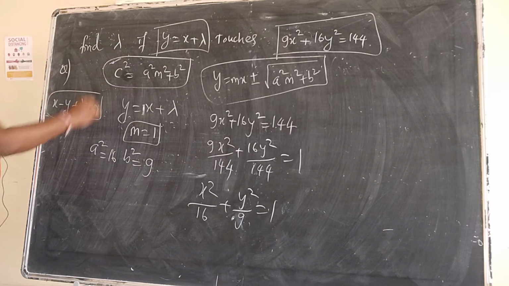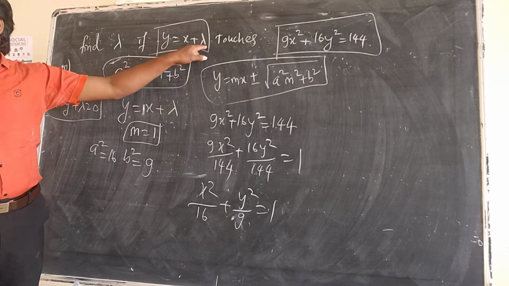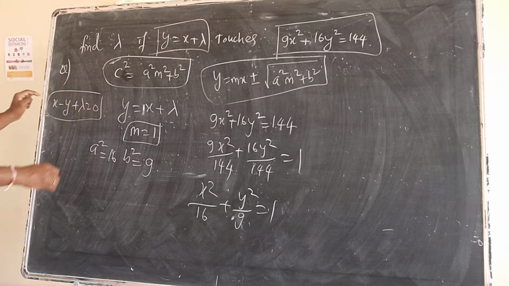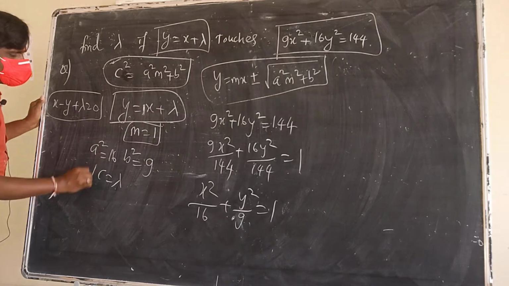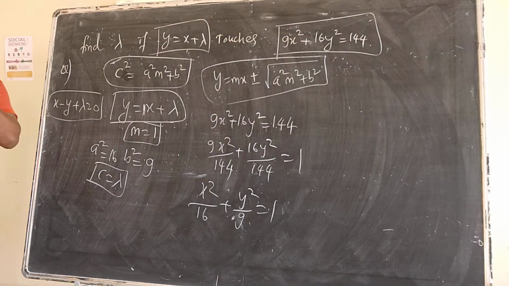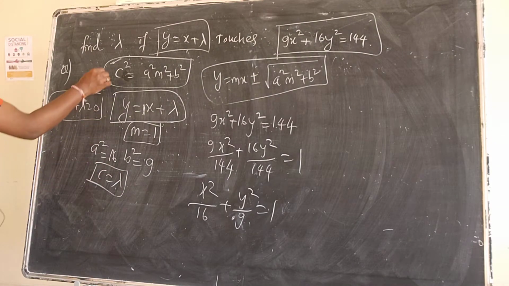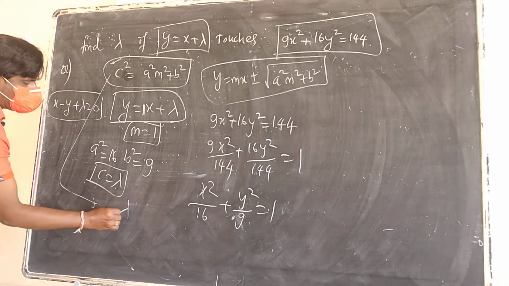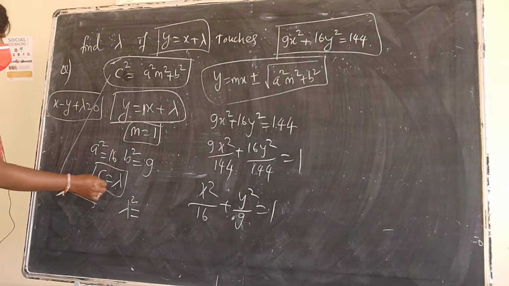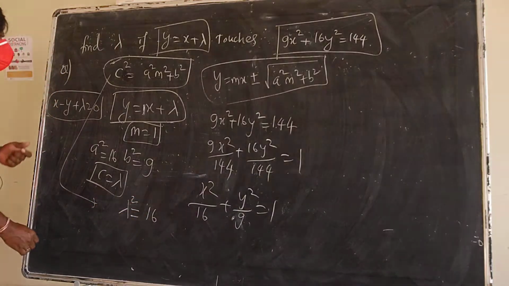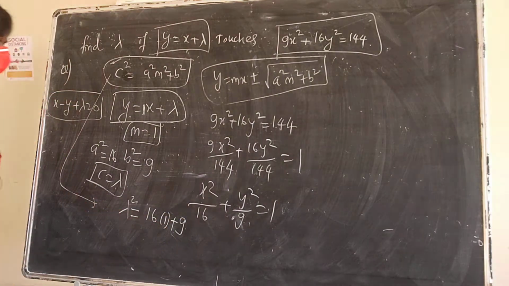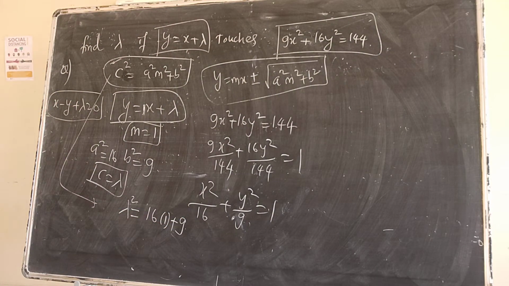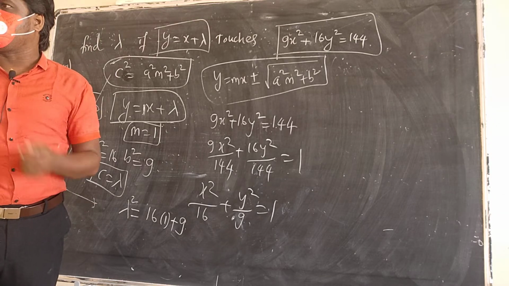Substitute. And what is c here? From the formula y is equal to mx plus c, c is equal to lambda. So lambda square is equal to a square 16 times m square 1 plus b square 9. So you get lambda square equal to 25, lambda is equal to plus or minus 5.